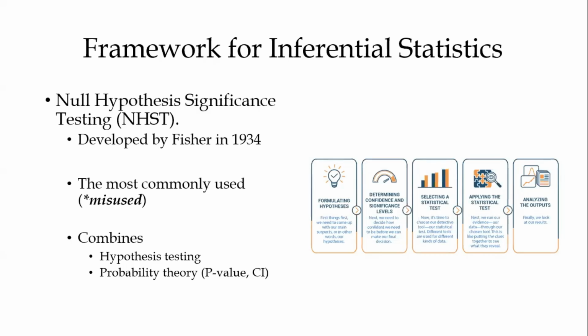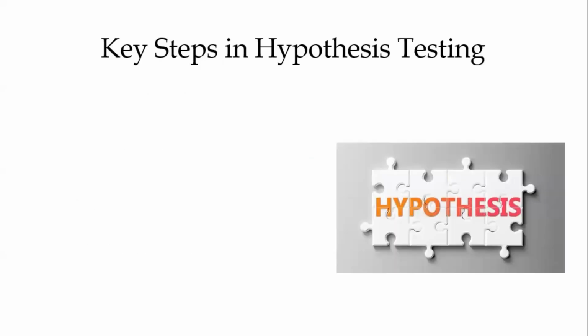So these are the two key concepts that we're going to dwell on today: hypothesis testing and probability theory. And the two main things in probability theory are actually just p-values and confidence intervals. So what are the key steps in hypothesis testing? At some point in this series we talked about coming up with a research question, and this is where hypothesis will come from.